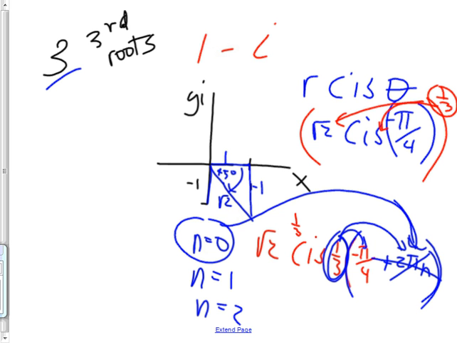Once you figure out the next one, and let's say that it went up 6 pi over 12, then you can keep adding 6 pi over 12. Especially handy if you've got to find like fifth roots. Once you figure out the pattern of how much the angle went up, you can just keep going up that same amount each time. That's true.